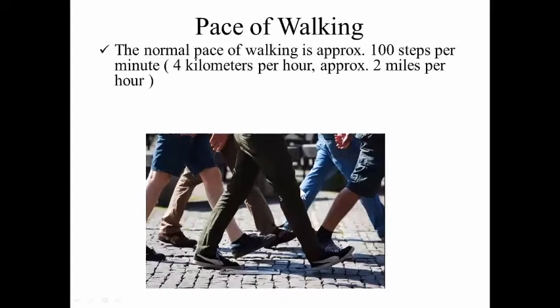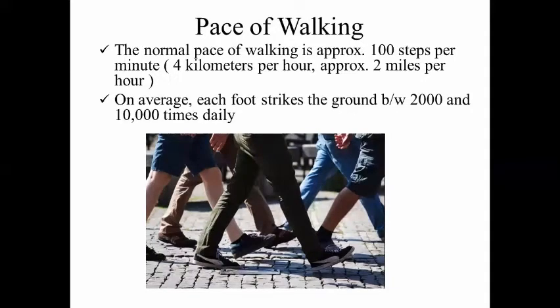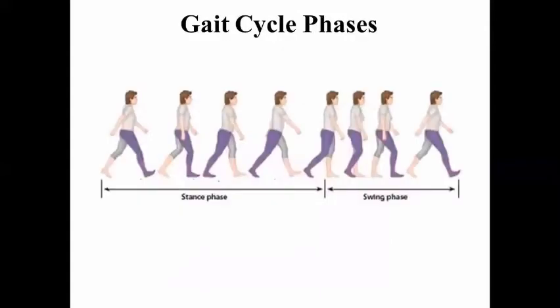Now come to the pace of walking. The normal pace of walking is approximately 100 steps per minute, which is about 4 km per hour, approximately 2 miles per hour. On average, each foot strikes the ground between 2,000 and 10,000 times daily.